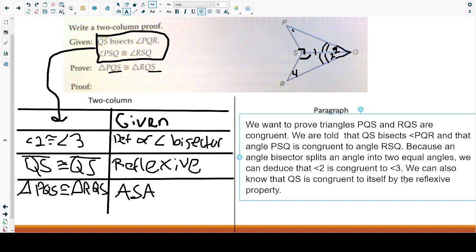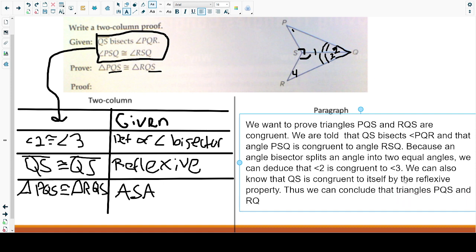So speaking of which, thus we can conclude that triangles PQS and RQS are congruent because of the ASA theorem. And then you can just stop there, really. If you want to say this satisfies the proof, you can. Again, QED, whatever the Latin words are, if you want to be extra fancy, that's all good. But this would be a perfectly good two-column proof, or sorry, a paragraph proof rather.